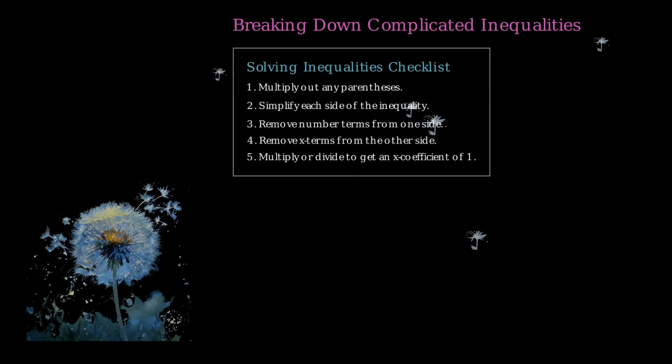When tackling more complicated inequality questions, we can break them down into easier steps using a useful checklist. First, multiply out any parentheses. Second, simplify each side of the inequality. Third, remove number terms from one side. Fourth, remove x terms from the other side. And finally, multiply or divide to get an x coefficient of 1.